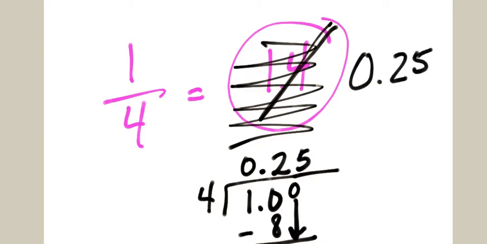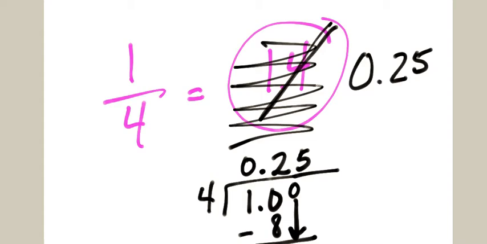0.25. But a lot of you also know that fourths, you think about quarters. And if you have 1 out of 4 quarters, that's 25 cents. But there is also a little trick to help us automatically know the decimal. We know that fourths is like money.